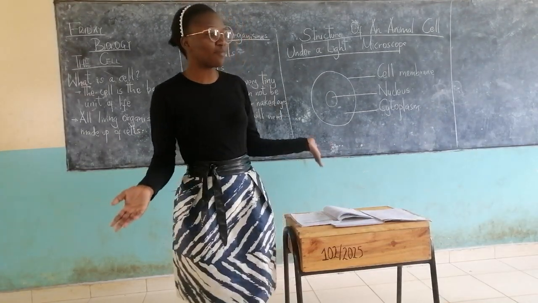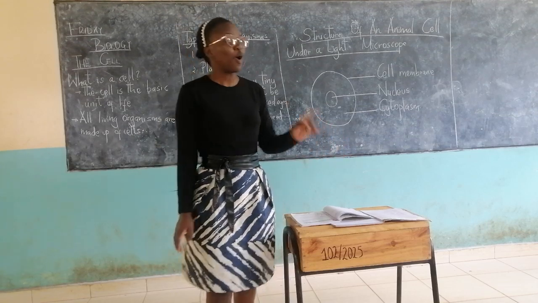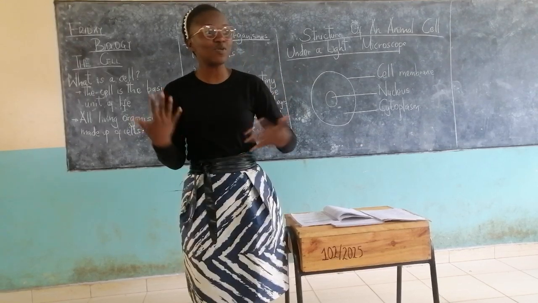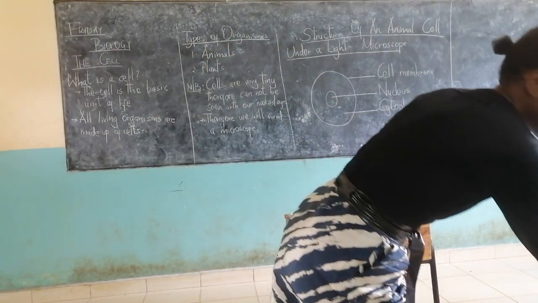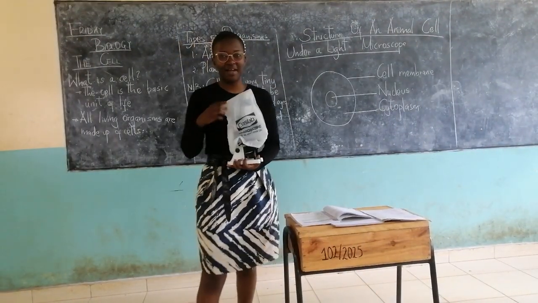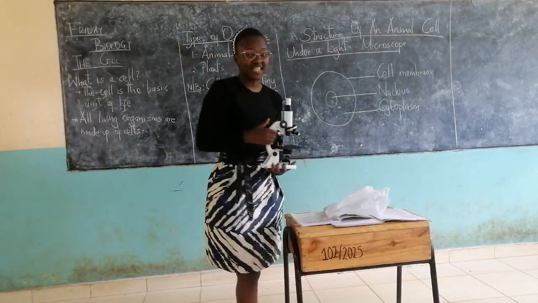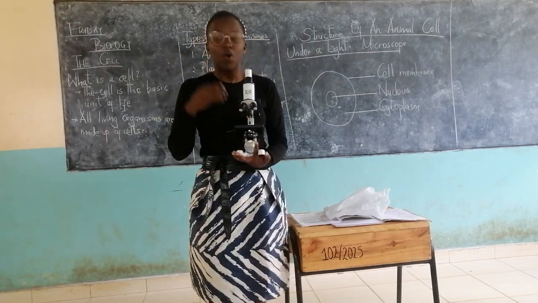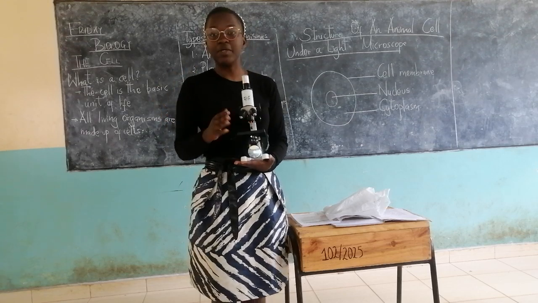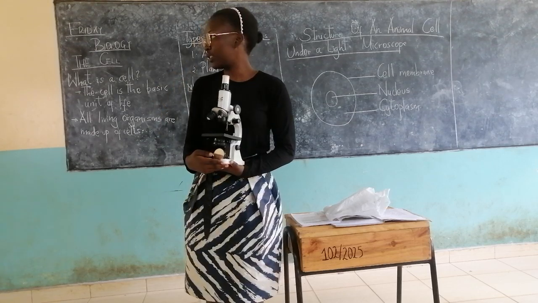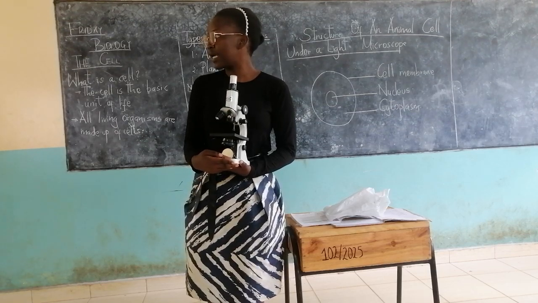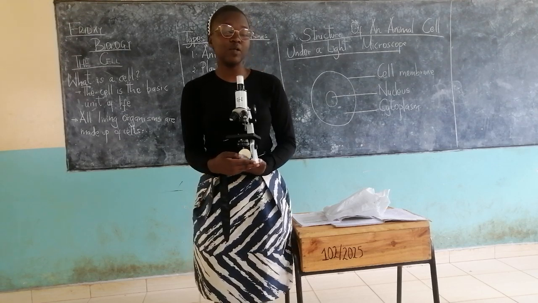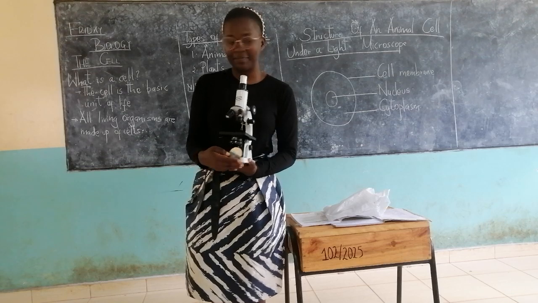Now, most of us have never heard of a microscope, neither have we seen one. Good thing, today I carried one microscope so that when we go to the lab, we'll be able to interact with it. Now, here it is. This is a microscope. We are saying that the cell is very tiny and you cannot see it with our bare eyes. When we want to observe cells, we will be using this equipment, called a microscope.